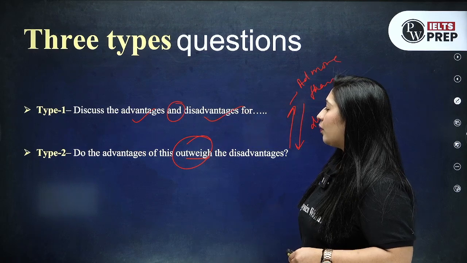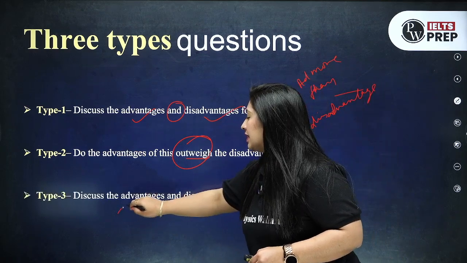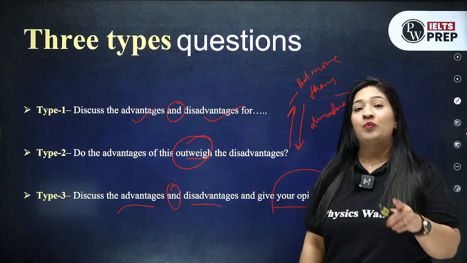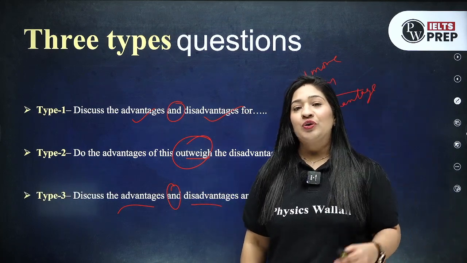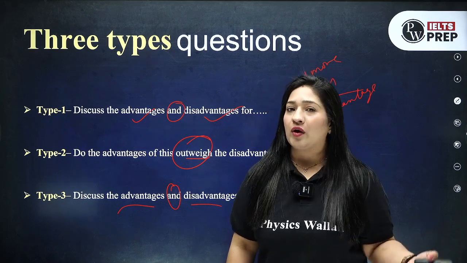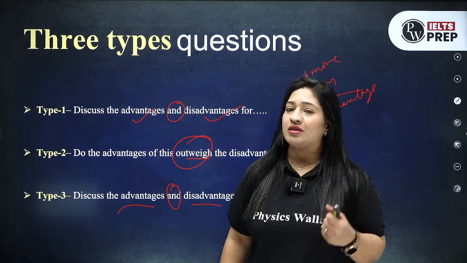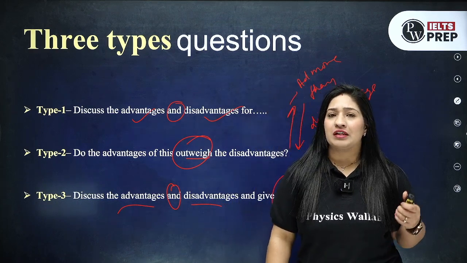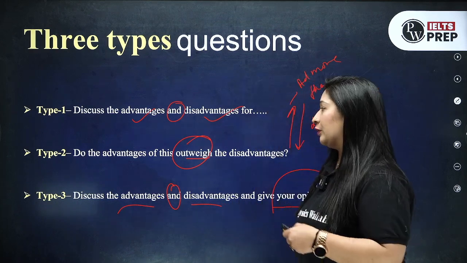Then we also have a question type where you are asked to discuss the advantage and disadvantage and also add your opinion. What do you think about this? What do you believe about this topic? You are talking about the advantages, you are talking about the disadvantages, and finally you also add your opinion, what you think personally about this topic. So this is what you can write.